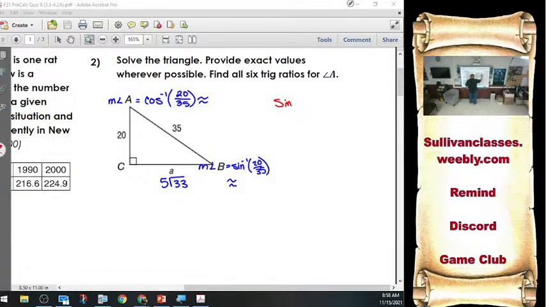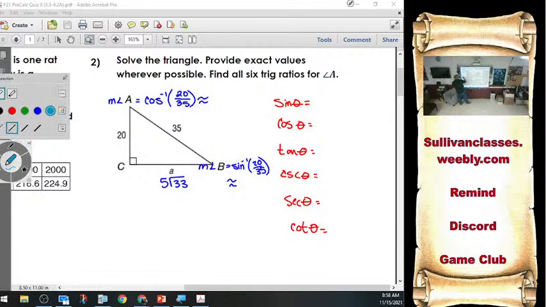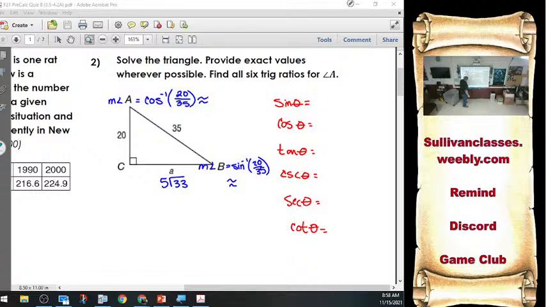We have sine, cosine, tangent, cosecant, secant, and cotangent. Sine is opposite over hypotenuse, reduce it down. Oh wait, we're going from A. From angle A, sine is opposite over hypotenuse. There we go, square root of 33 over 7.